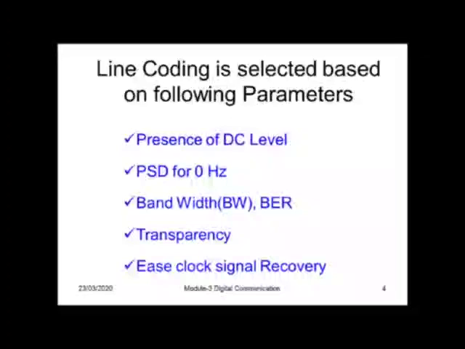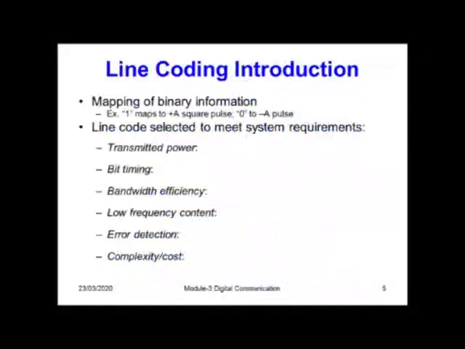Line coding is the mapping of a binary information sequence into a digital signal that enters the channel. Example: 1 maps to a plus square pulse and 0 maps to a minus square pulse. The line code is selected to meet the requirements, that is transmitted power, how much power will be consumed per bit, then the bit timing, where transitions in the signal help the timing recovery, and bandwidth efficiency, that is, excessive transitions between the transmission of the bits, and low frequency content.